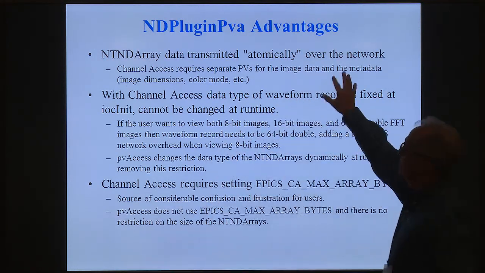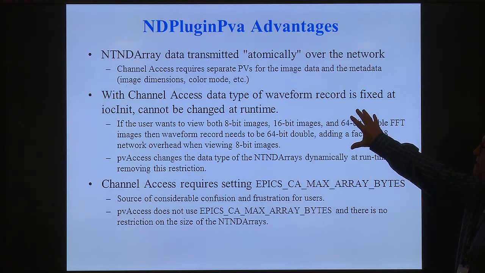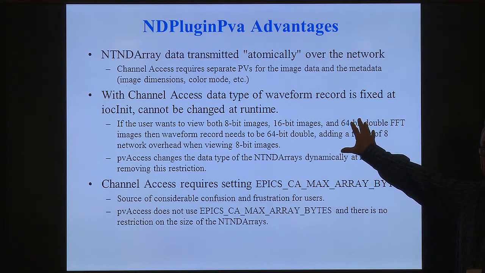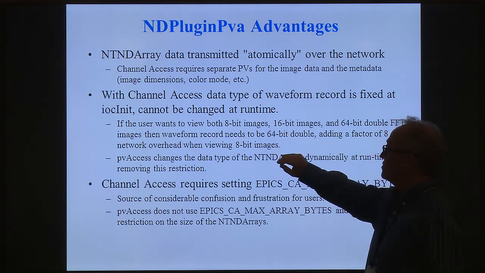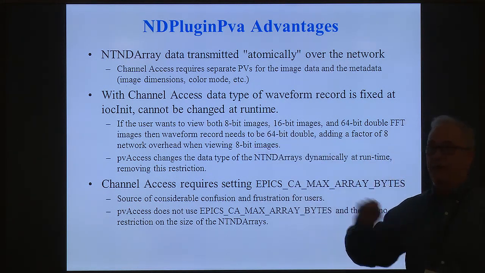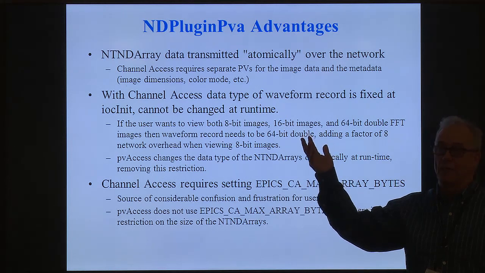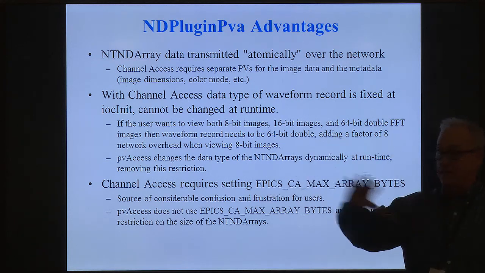So the advantage of this is that with channel access you need separate PVs. You define the data type of the waveform record at IOC init, and you can't change it at runtime. That's a real problem because if you want to view both 8-bit images, 16-bit images and 64-bit double FFTs, you would have to make the waveform record a 64-bit double. But when you're displaying 8-bit images, you're paying a factor of 8 penalty in network bandwidth. With PV access, the data type of the NT-ND arrays can change dynamically.